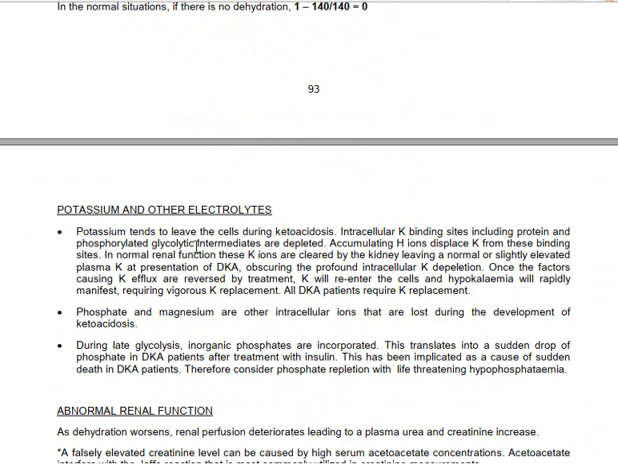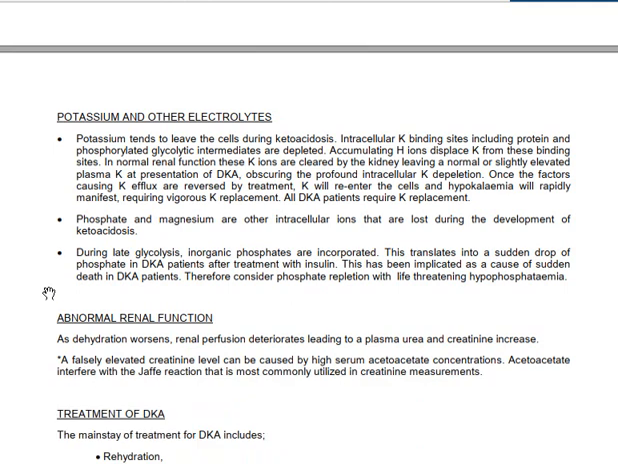So potassium tends to leave the cell during ketoacidosis. Is it clear? During ketoacidosis, potassium tends to leave the cell. Now you need to know that intracellular potassium binding sites include the proteins. So during ketoacidosis, potassium is going to leave the cell because the ketones which are present in the plasma are going to attract the potassium out of the cell. So you are going to have a form of hyperkalemia. Is it clear? Because of slightly elevated potassium ion level in blood.